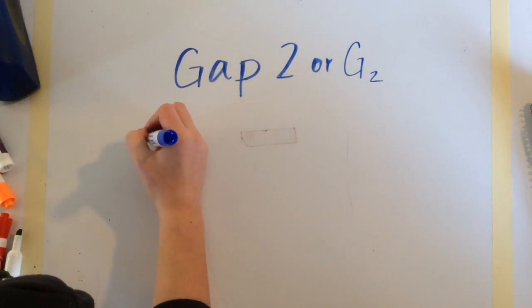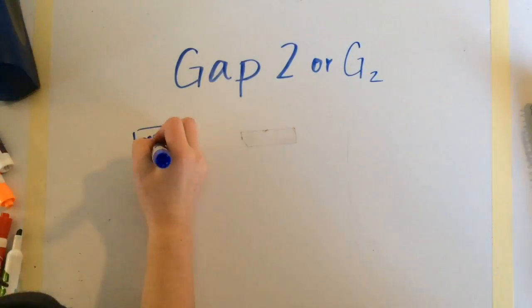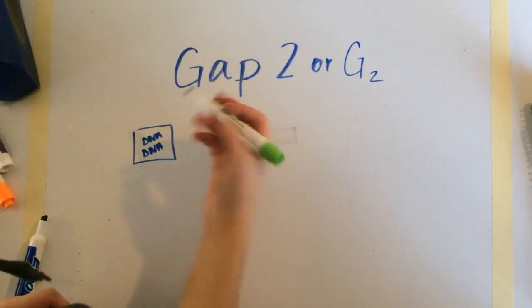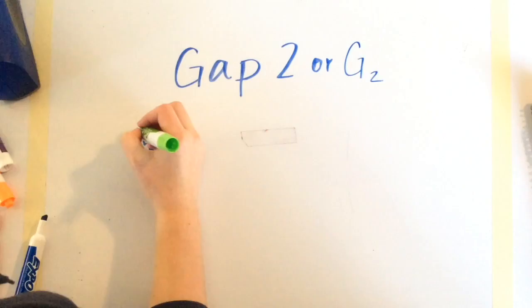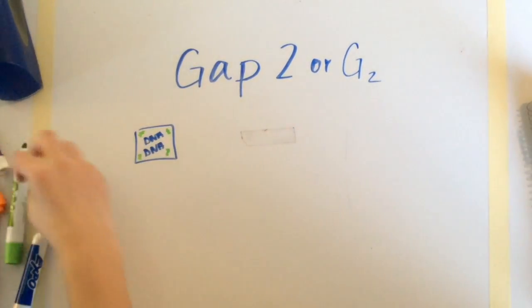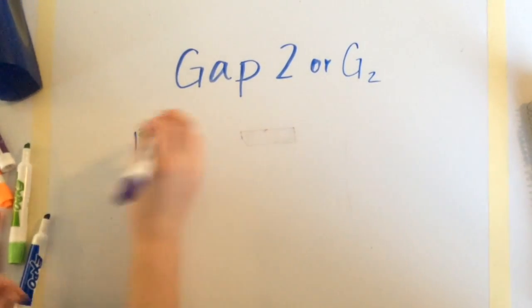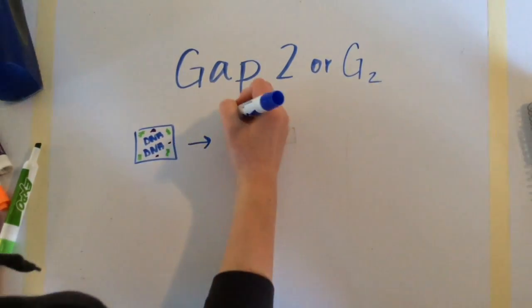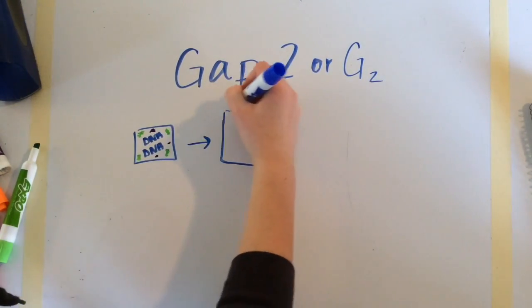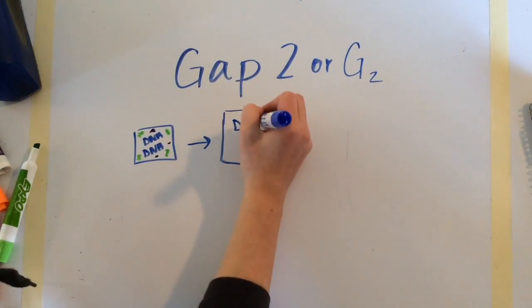Gap 2, also known as G2, is the third stage of the cell cycle. During G2, growth occurs and normal functions continue. Gap 2, however, holds a crucial checkpoint, like G1. This is the last time to check for adequate cell size and undamaged DNA before mitosis and the division of the cell.